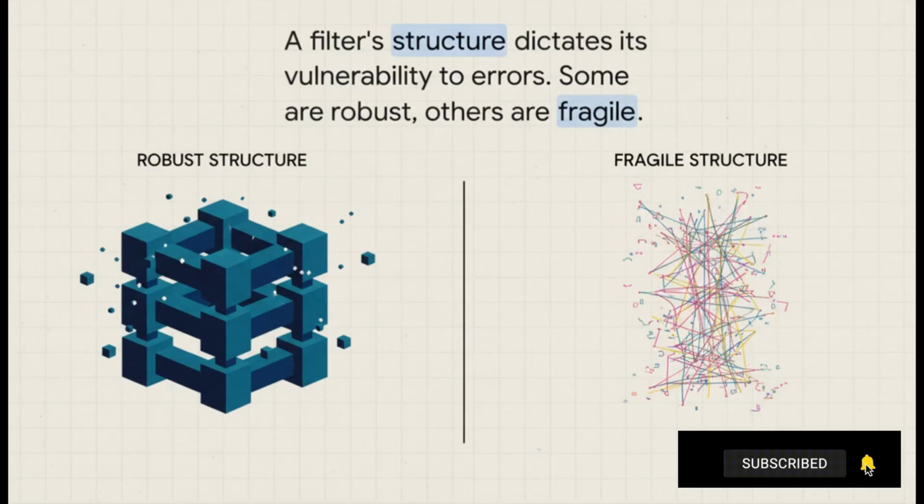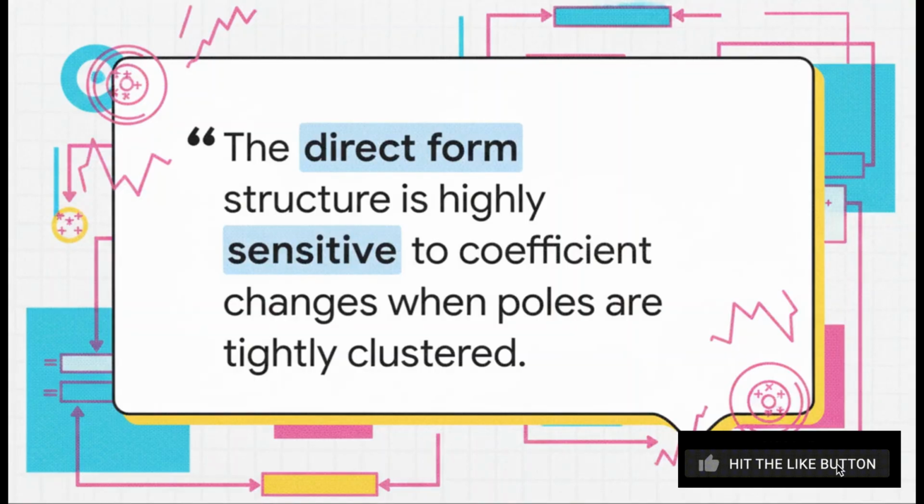And here is the absolute key to this whole mystery. Not all of our blueprints are created equal. The way we arrange those Lego bricks, the adders and multipliers, drastically changes how sensitive the filter is to these little errors. Some structures are tough. Others are incredibly fragile. The biggest offender by far is the direct form.